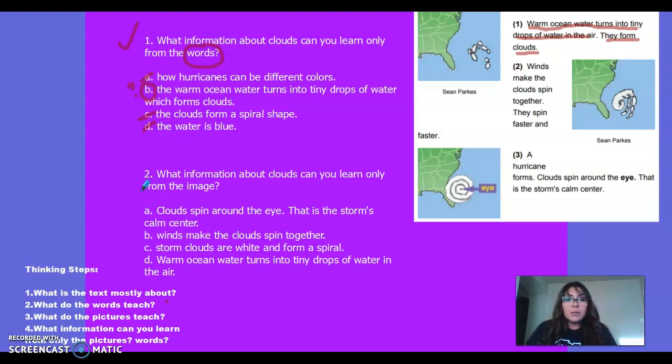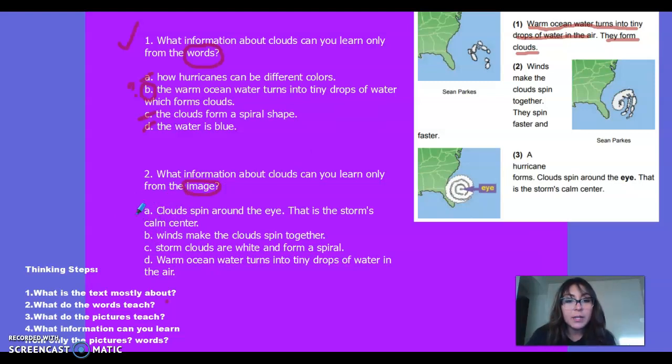What information about clouds can I learn only from the image? I'm gonna go ahead and circle the word image because that's important. Do you think I'm gonna look at information in the words? You're right, I'm not. I'm only gonna look at the details and the information in my pictures, right? So now, let's read our answer choices.